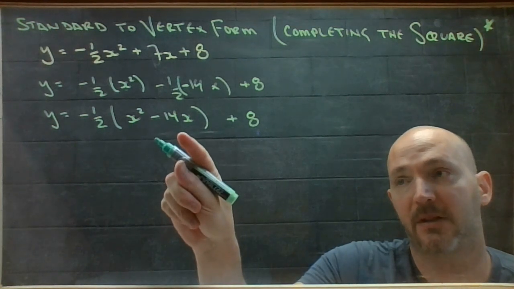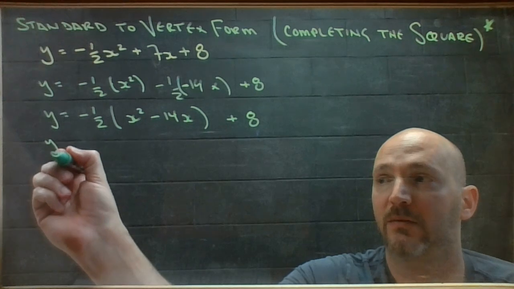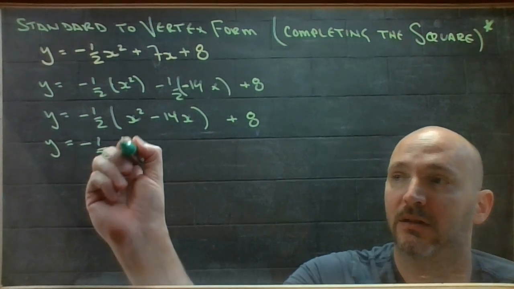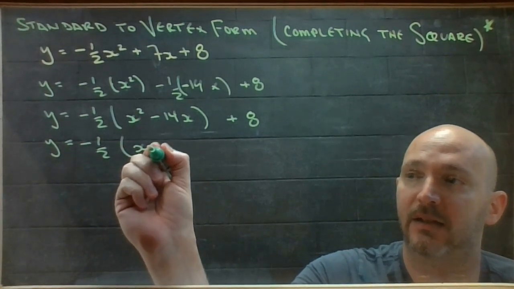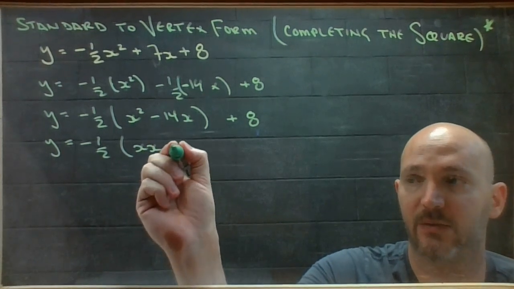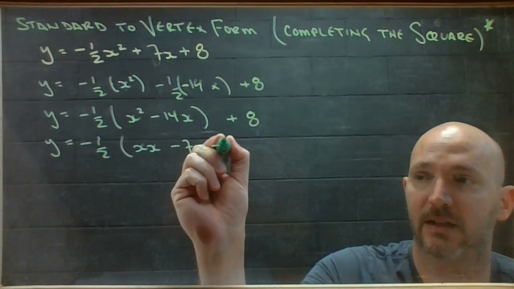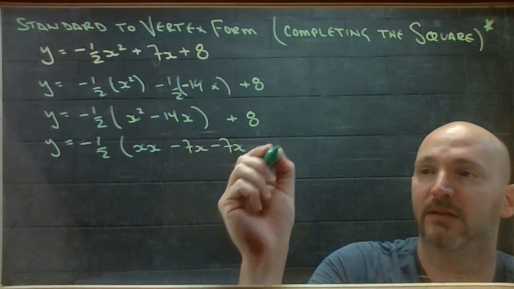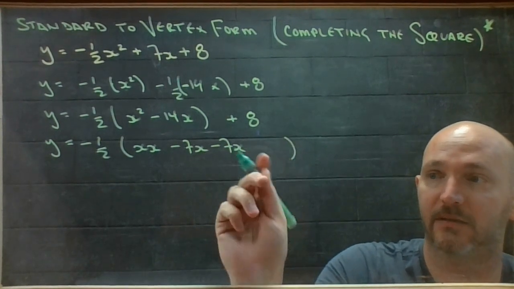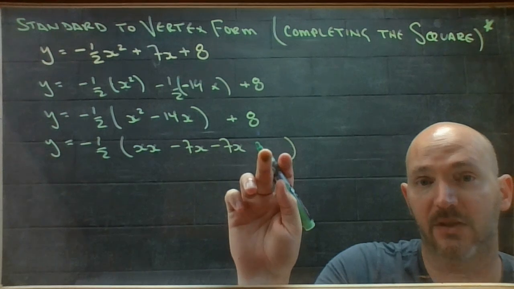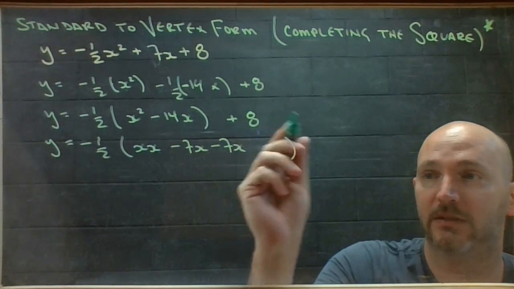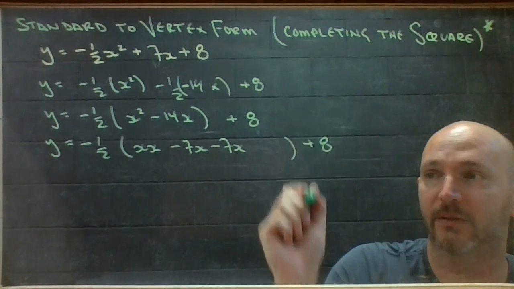Well, I have to complete the square on this, so that would be x and x. Split that in two would be negative 7x and negative 7x. Leave a space for my extra piece that I need to complete that square. And the 8 kicks around.